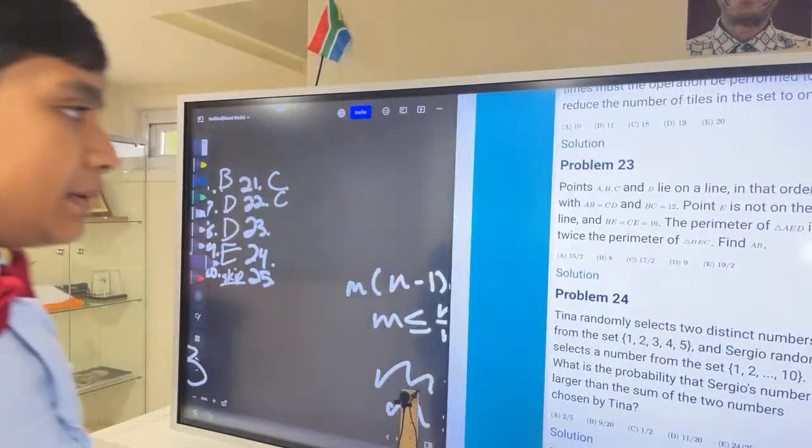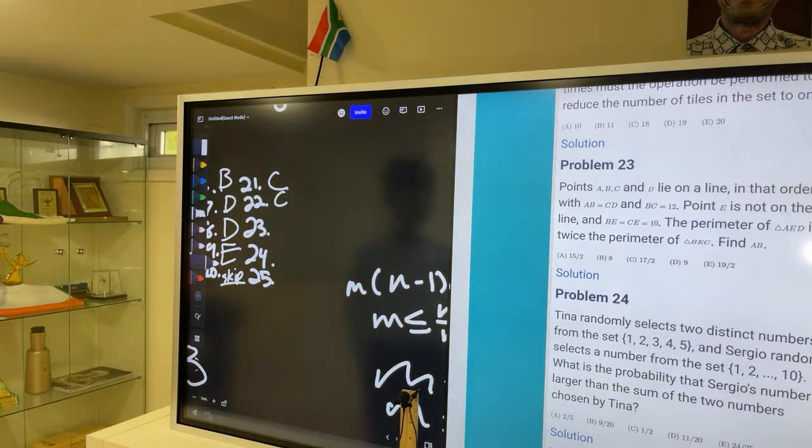23. A, B, C, and D lie on a line in that order. Not in that order again. With AB equals CD, and BC equals 12. Point E is not on the line, and BE equals CE.